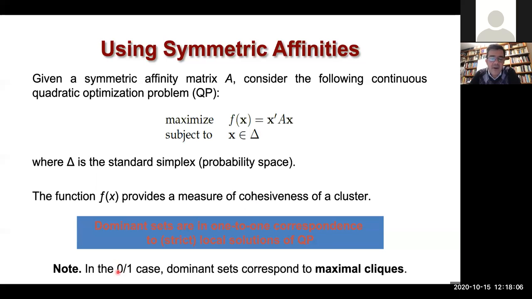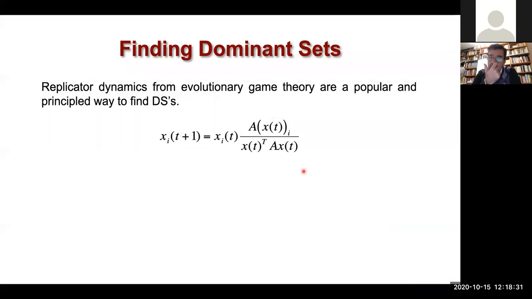By the way, if we restrict ourselves, as I said before, to the 0-1 case, which means that your affinity matrix is basically a Boolean matrix, a 0-1 matrix, where 0 means dissimilar and 1 means similar, then it turns out that the dominant set corresponds to the notion of a maximal clique. Now, how do we find dominant sets in practice?